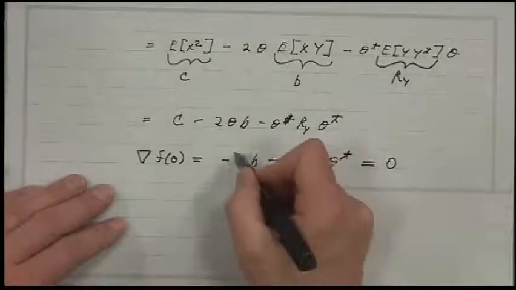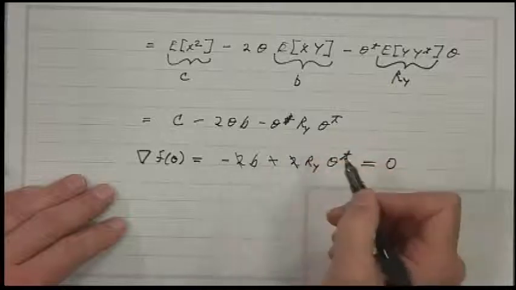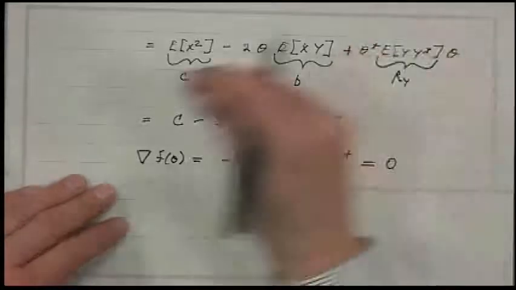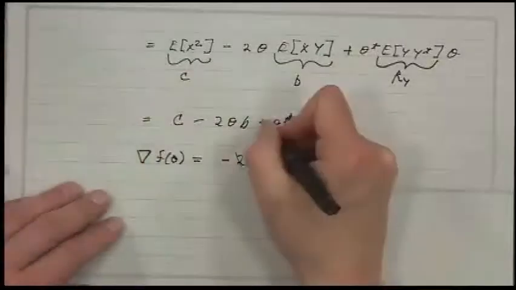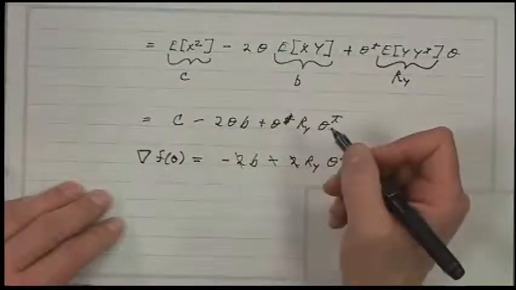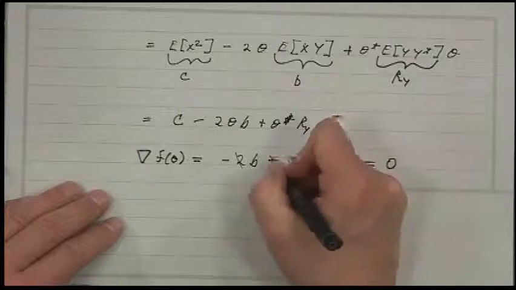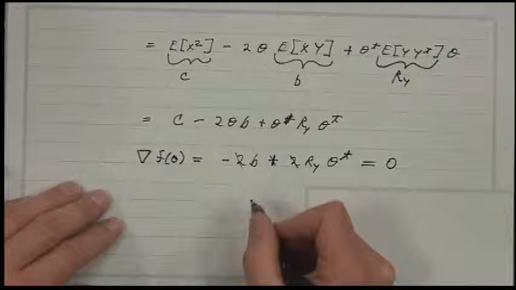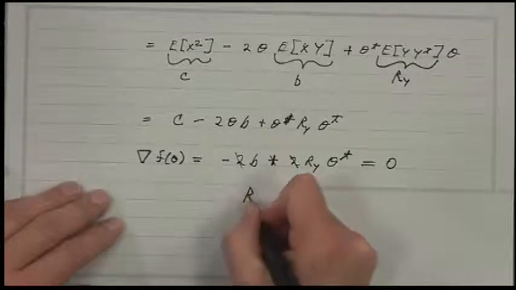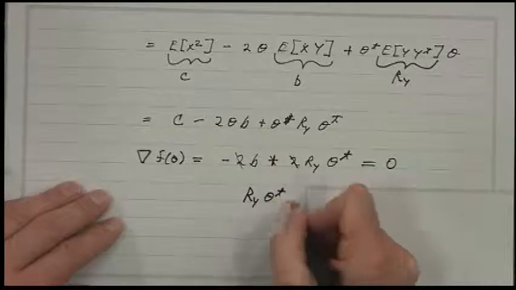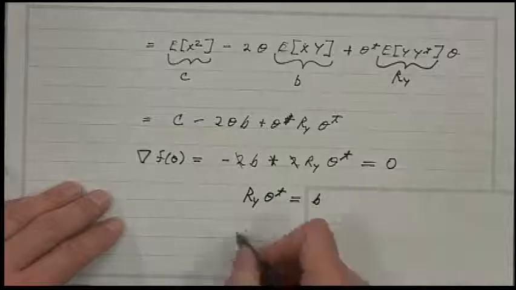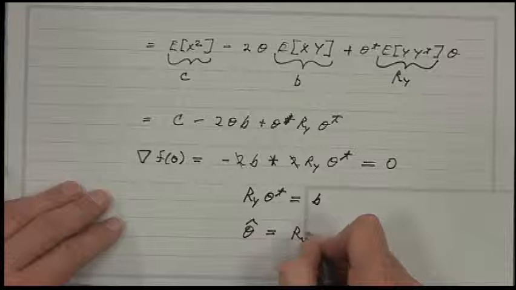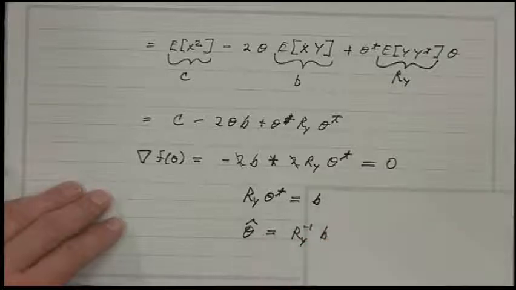So the 2's cancel out. I got something messed up here. This is supposed to be a plus. This is the problem with trying to do it in real time. Okay, this becomes a plus, and that's a minus, right? So this becomes R_y theta transpose equals b. So theta hat, the minimum of this, is achieved by R_y inverse b.